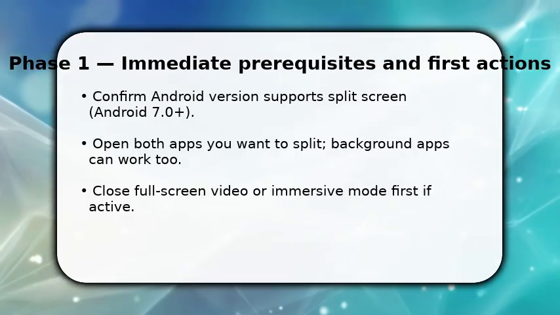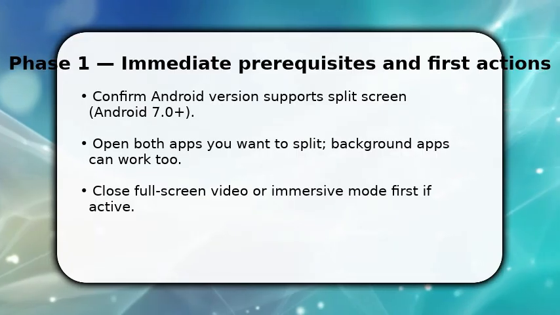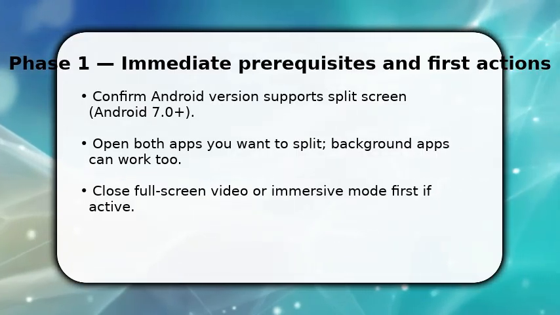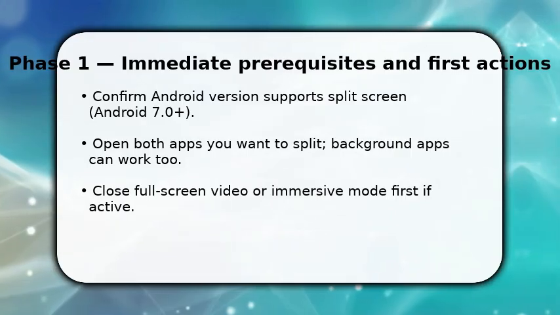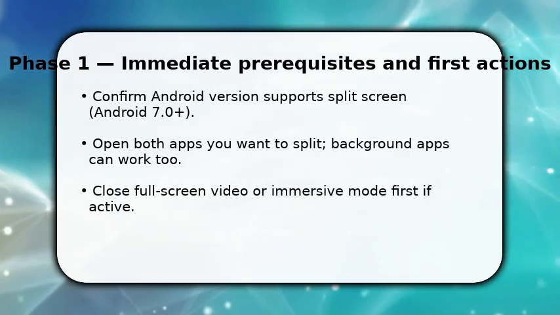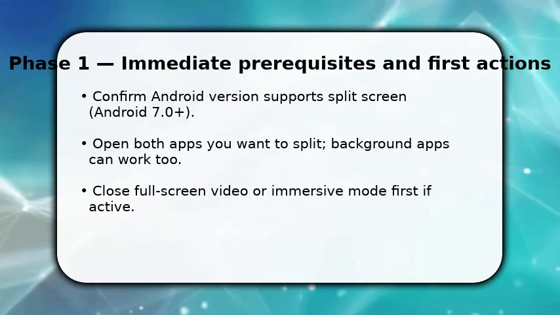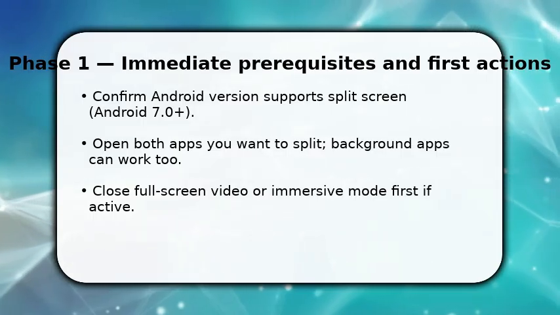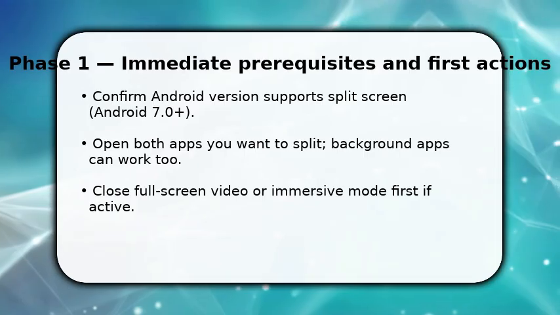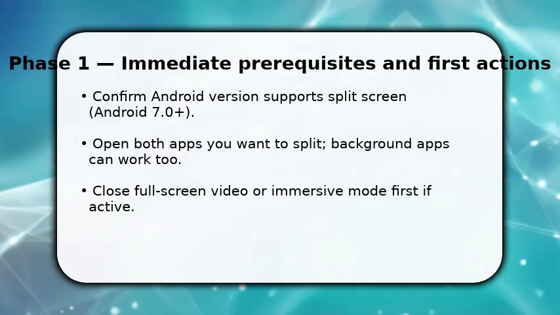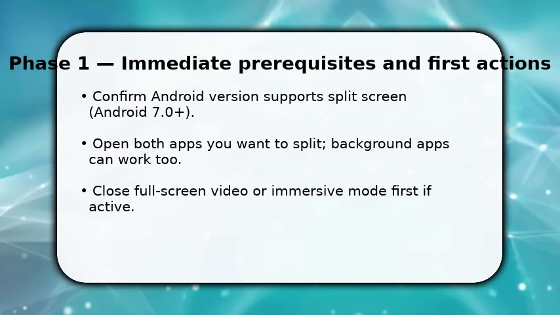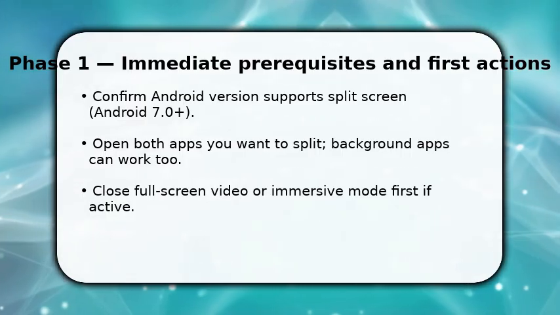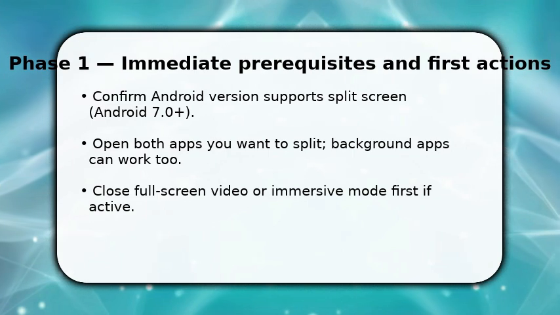You'll start right away by making sure Android supports split screen. Most devices with Android 7.0 or later do. Open the two apps you plan to use, one in foreground and the other either open or recently used. Once the apps are ready, exit any full-screen video or game so the system can resize windows. Make sure recent apps show both apps. If one app is locked in immersive mode, you'll need to disable that before continuing with the split procedure.